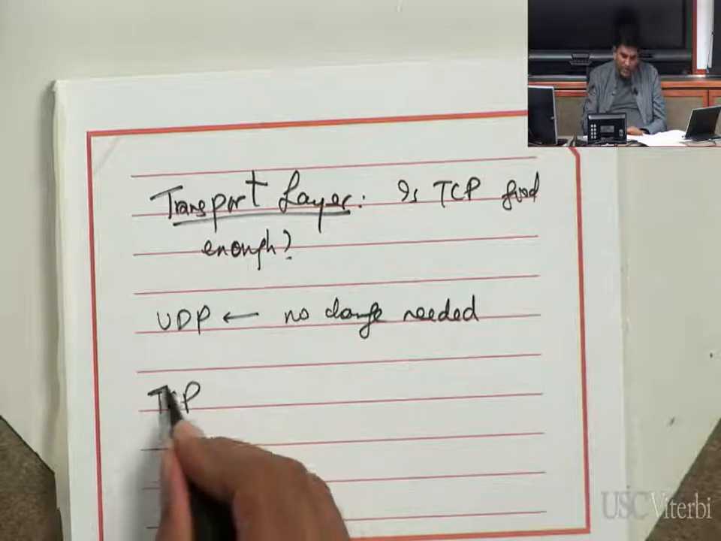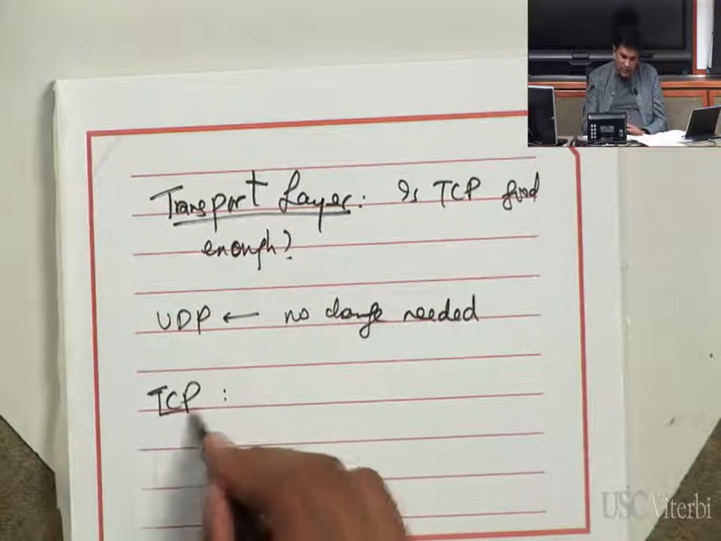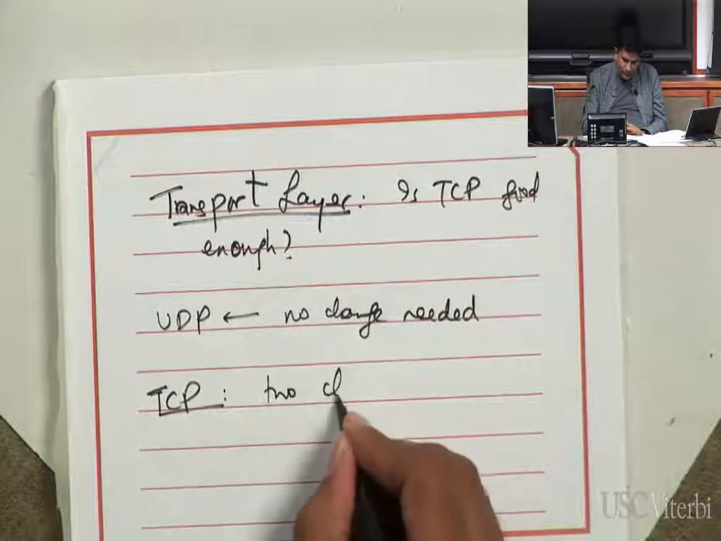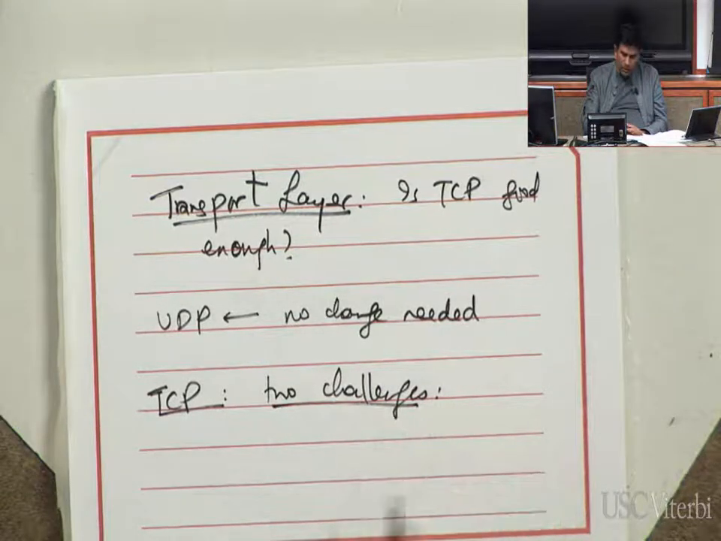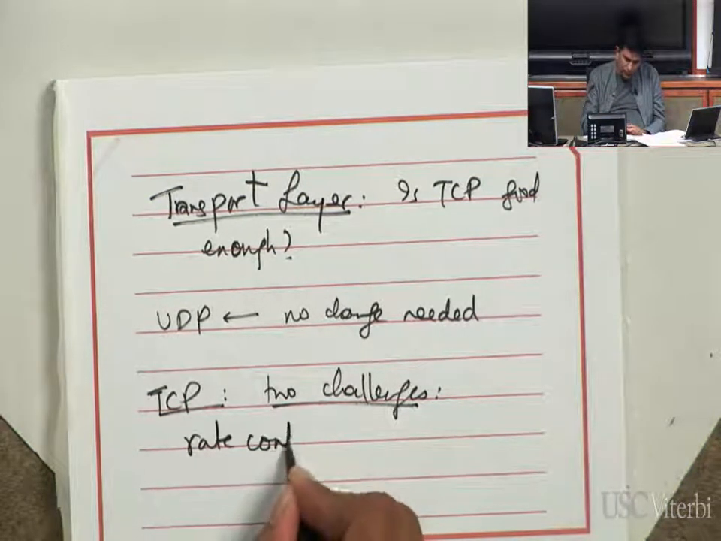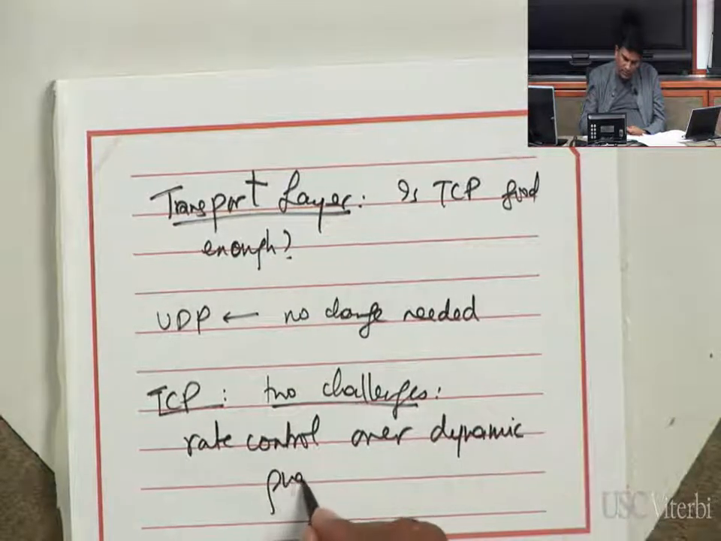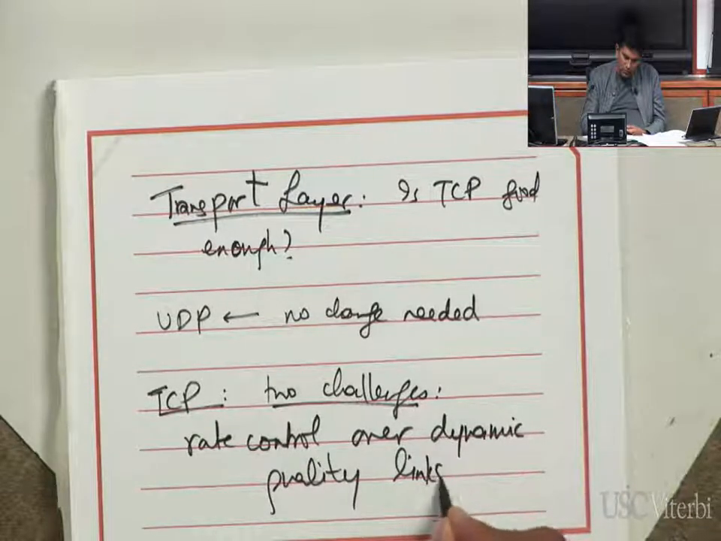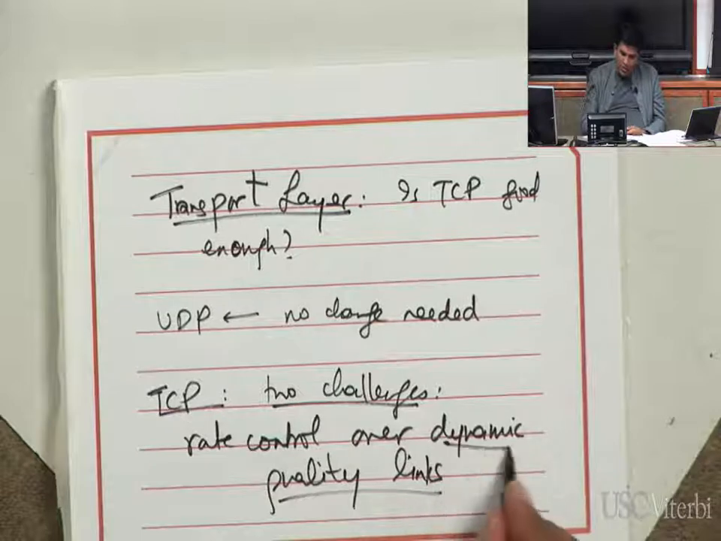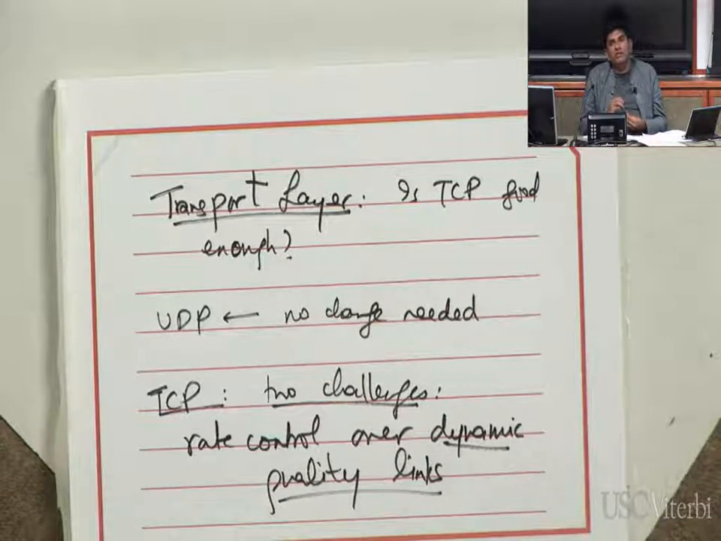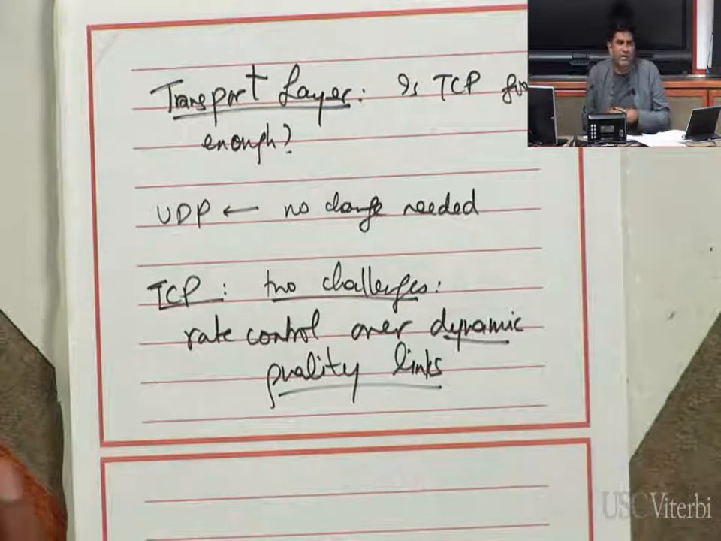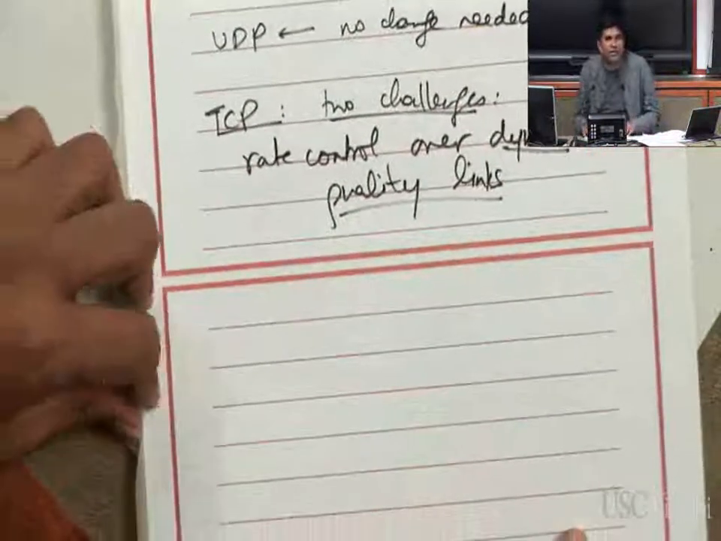TCP, on the other hand, has received attention, and it's received this attention for two different reasons. Okay, and one has to do with the rate control over dynamic quality links. And somehow, in wired networks where TCP was first invented, you don't really expect the link between a particular pair of nodes to go up and down over time dramatically, like to be really dynamic. And most of the time, you don't even lose packets on wired links.